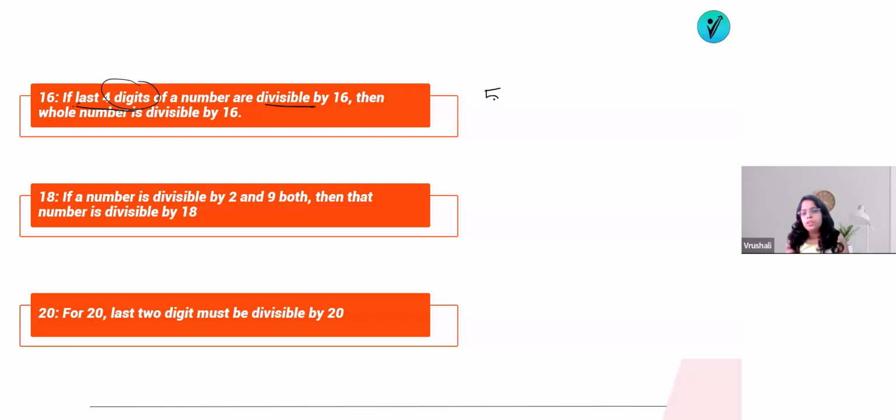Like suppose I took the number 52786. For this number, I will check only the last 4 digits, 2786, and divide by 16. 16 1s are 16, remainder is 11. Then 16 sevens are 112, there will be 6. 16 4s are 64. It is not divisible. So the whole number is not divisible by 16.